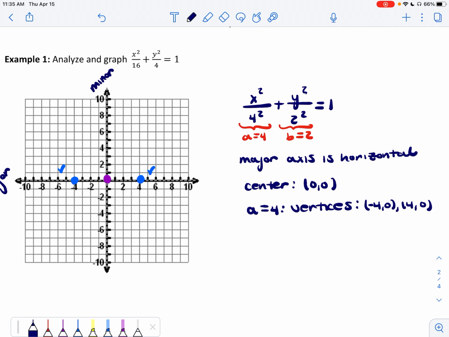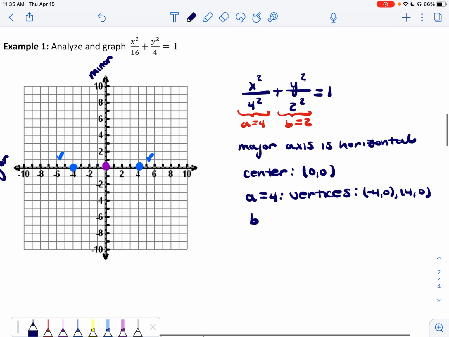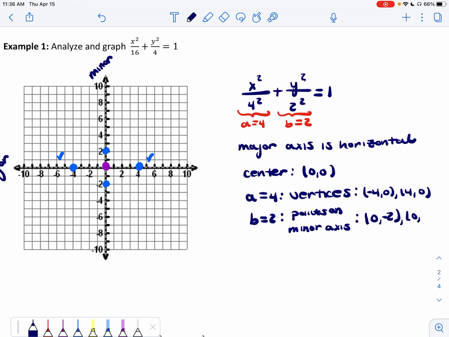All right. From our B value, we're going to get the points on the minor axis. So that means from the center, we are going to go up 2 and down 2. And that'll give us the points 0, -2, and 0, 2 on the minor axis.